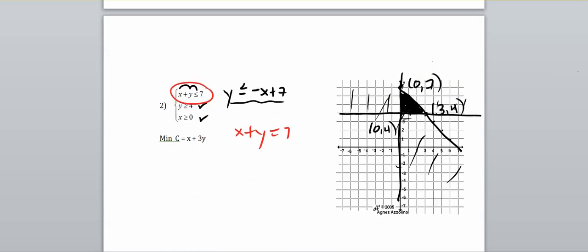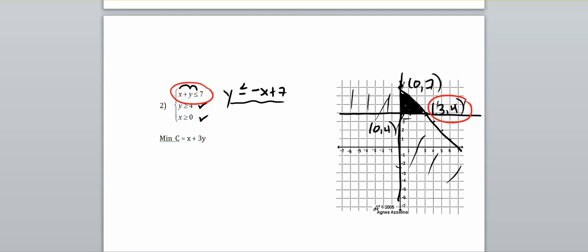Here we go. When my x is equal to 4, what does my y have to be equal to? It would have to be 3. So this is where you'd get this point (3, 4) if you wanted to do it by hand. But using graph paper is much easier to determine your corner points.